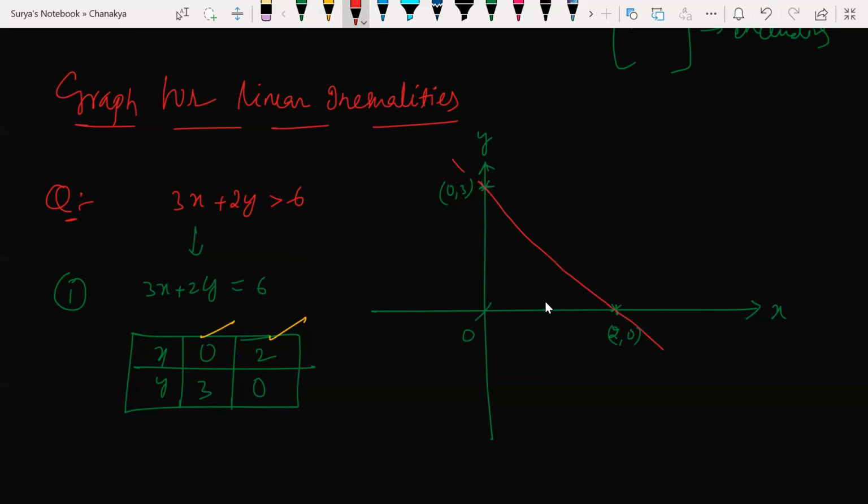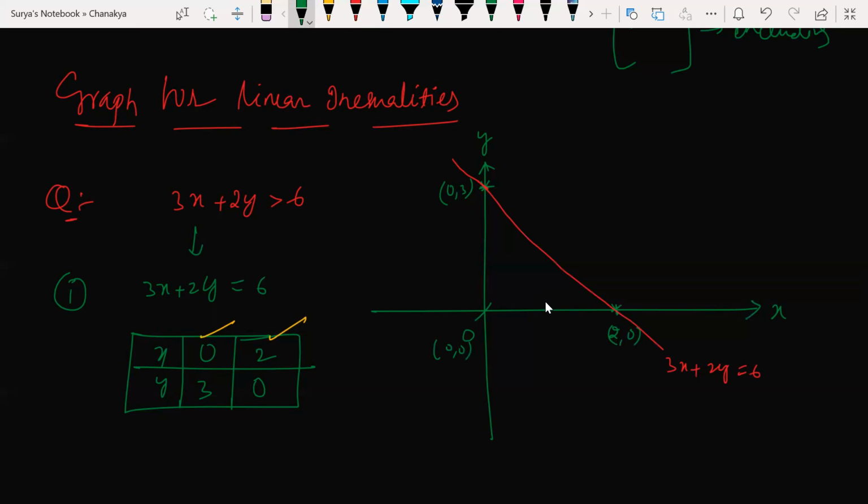Sir, is this the answer? No, guys, he's asking for an inequality. So what does this line show? This line represents 3x plus 2y is equal to 6. This line represents a linear equation in 2 variables, which is 3x plus 2y is equal to 6. Perfect. Now, this is my origin, which is 0, 0.